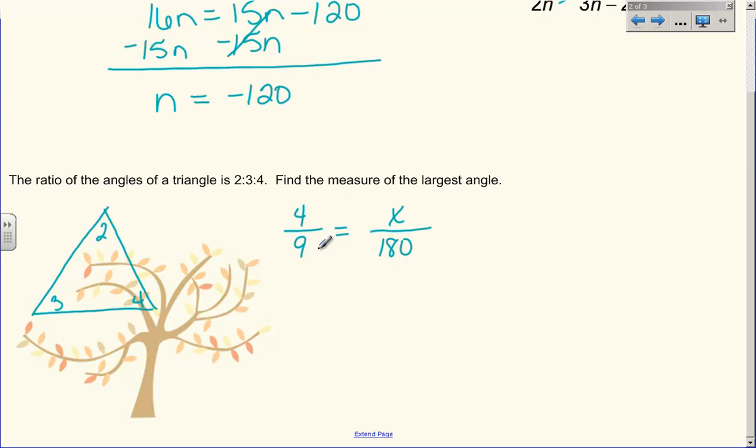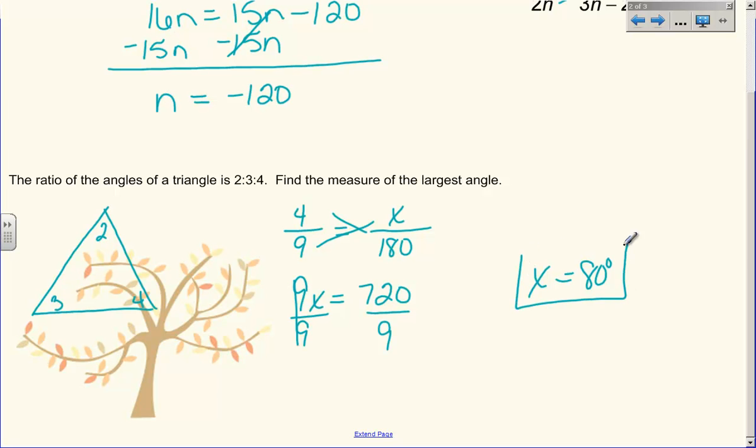Now we cross multiply. 9 times x is 9x. 4 times 180 is 720. And so then I divide both sides by 9 so that I can get what x equals. And when I do that, I get that x equals 80 degrees. So the largest angle of that triangle, if my angles are in that ratio, 2 to 3 to 4, is going to be 80 degrees. And that's how I set that up.